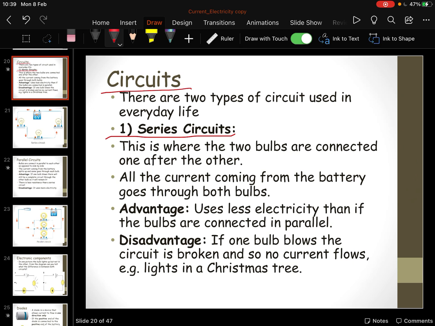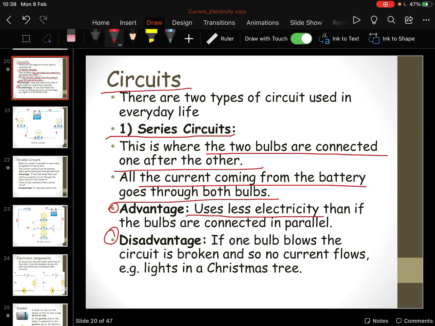So what is a series bulb circuit? It is when 2 bulbs are connected one after the other. All the current coming from the battery goes through both bulbs. And then of course there is an advantage and a disadvantage. The advantage: it uses less electricity. And the disadvantage: if one blows, the circuit is broken, no current flows. So take all that down.